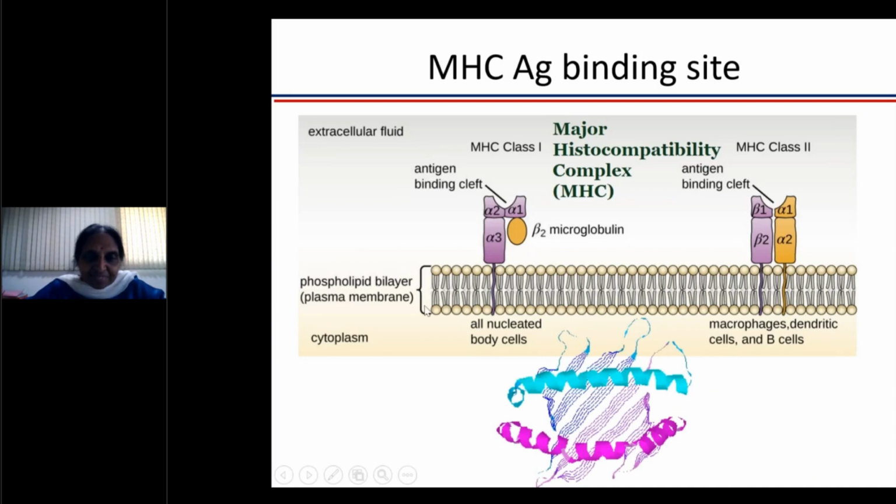If you look at this diagram, you will see that MHC class 1 and class 2 are all transmembrane proteins which are expressed on the cell surface. This is a ribbon diagram, viewed from the top, which shows MHC class 2. This is the alpha chain, this is the beta chain, and it forms a pocket-like structure. This is the groove where the antigenic peptide binds. It's a very nicely made groove.